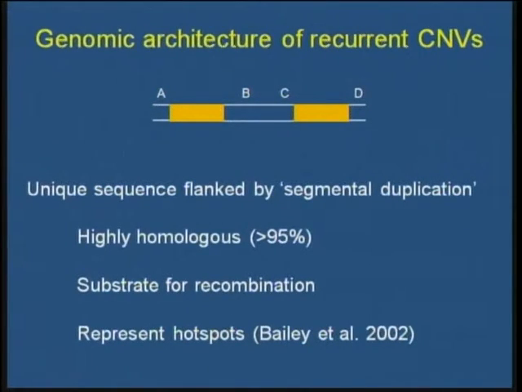For 6 of those recurrent mutations, there is a local genomic architecture that's driving the deletion or the duplication, and I'll take you through that. You can see in this little diagram there's unique sequence represented by A, B, C, and D. In between A and B is a segmental duplication indicated in orange, and the same between C and D. These regions are highly homologous, greater than 95% identical, and they act as substrates for non-homologous recombination or crossing over, and they represent genomic hotspots.